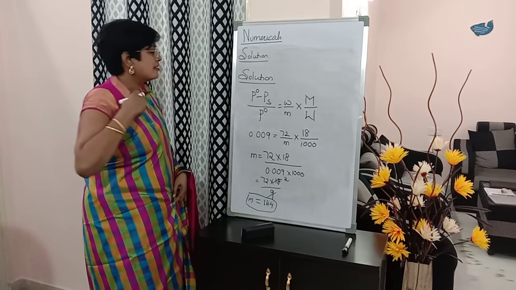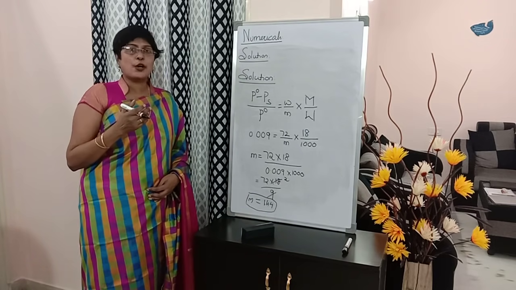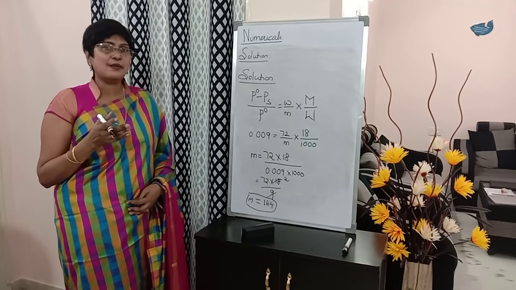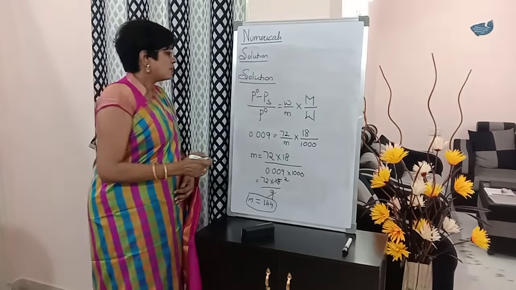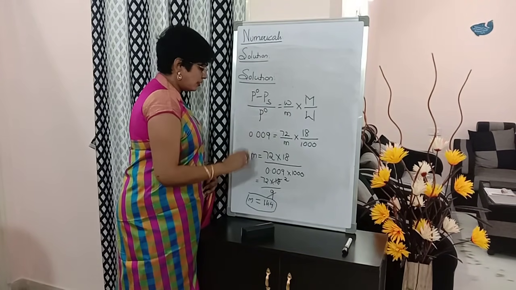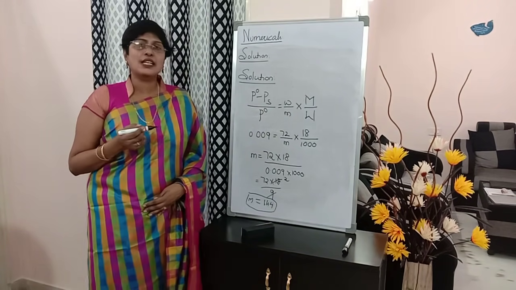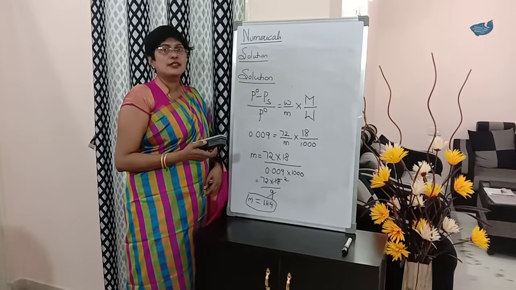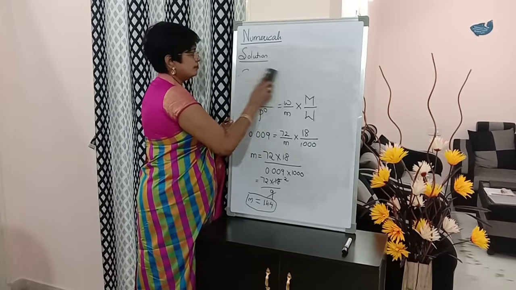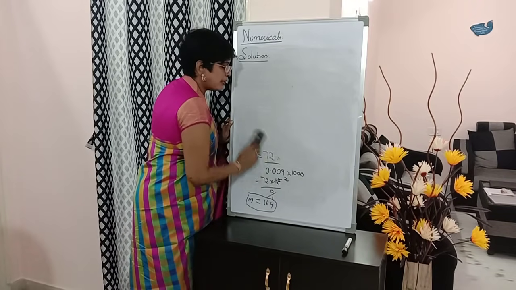So this is very easy. If this problem is given for 2 or 3 marks, you will get 3 on 3, right? Very easy, na, students? Okay, so simply taking the values, substituting, calculating molecular weight, it is 144. Okay, students? Next, problem number 4.